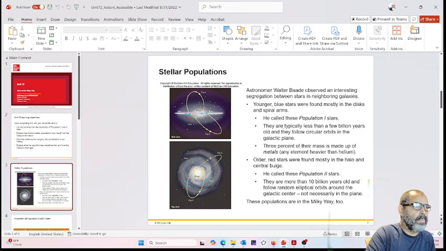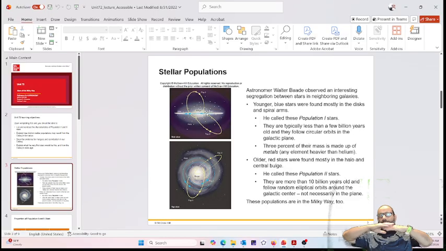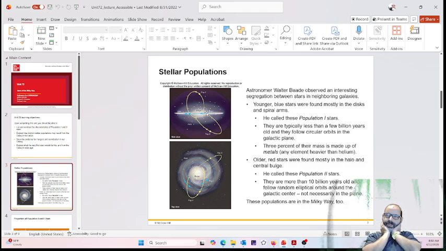So Walter Baade discovered that there are two types of stars. He classified them into population 1 and population 2. Population 1 stars are really on the same plane of the galaxy and they orbit in a circular path around the galaxy and they have high metallicity. In other words, about 3% of their mass is made up of elements that are heavier than helium. Okay, so that's really what these stars are.